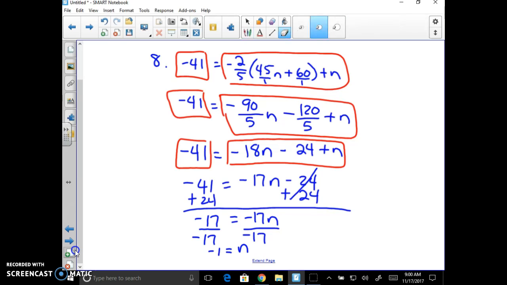Oops, I'm sorry, that's wrong. It's a negative divided by a negative gives you a positive. Make sure you check it.